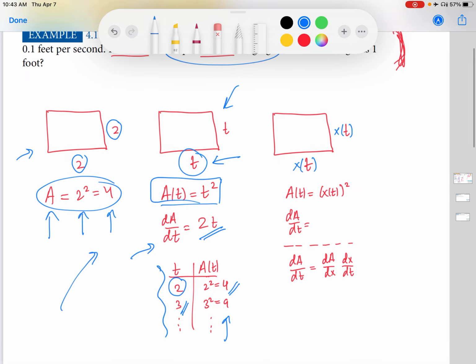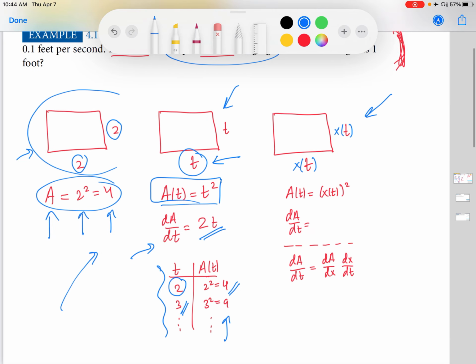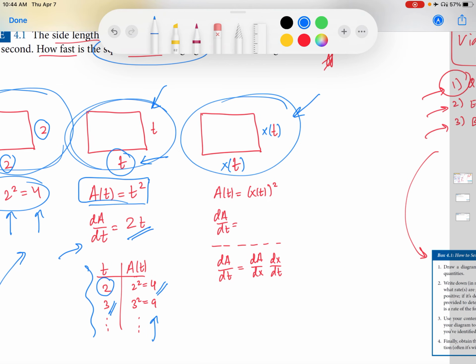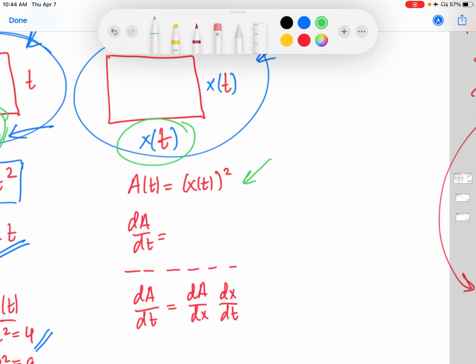That's very useful. So the last diagram here is, what if we generalize this even further? We went from a square with a constant side length to one with a side length of t, and now we're looking at a square with a side length of x of t. In other words, we don't know the formula for the side length like we did over here, but we do know that it depends on time. So what would happen in that case? Well, the area, as always, is still the square of the side length, x of t squared.